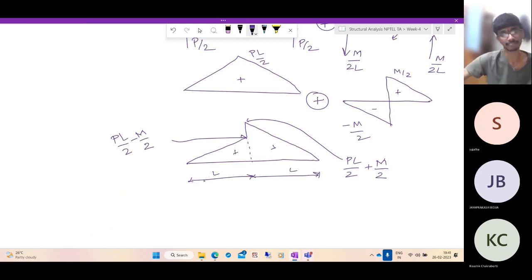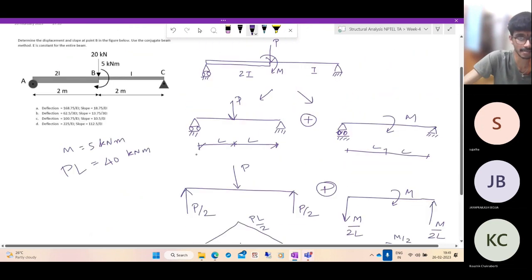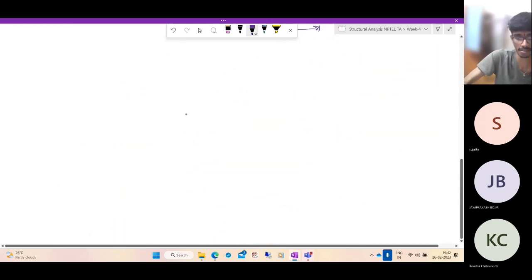But in this case, we should be careful that you cannot simply divide it by EI. Left hand side you have 2I and the right hand side you have I. So if you do that, the loading onto the, again, let us determine the boundary conditions. Okay. So it is the same. Hinge support remains a hinge support. So if you consider the conjugate beam, it looks like this.